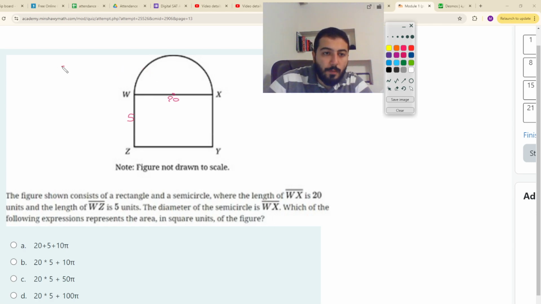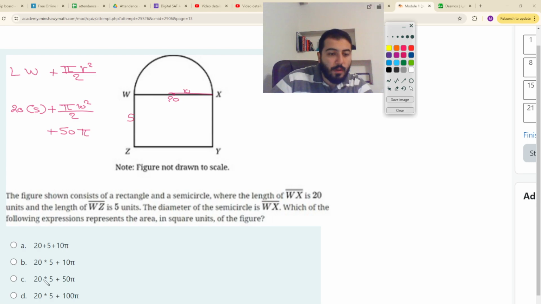Which of the following expressions represents the area, in square units, of this figure? The area of the semicircle is pi times radius squared times half. This is the area of a circle, so we take half of it, plus the area of the rectangle, which is length times width. The length here is 20, the width is 5, plus pi times the radius. The diameter is 20, so the radius is 10. So it is 10 squared divided by 2. That will be 100 divided by 2, which is 50. Then 50 pi plus 20 times 5, which is 100. But it was written like this in the explanations, in the model answers.